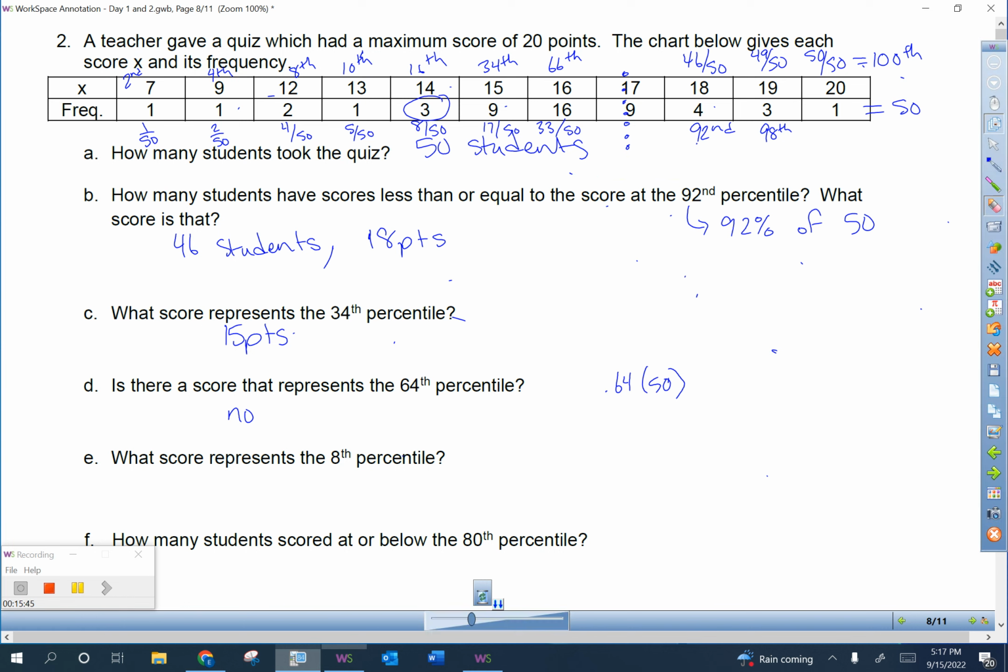Okay? It may be best, if you have a table like this and you're answering lots of questions, to just go ahead and take the extra time to calculate them all, and you'll visually see which ones exist and don't exist. Okay, so this one, it says what score represents the 8th percentile, so it does exist. Going back to our table, that's one that we have, so the score itself was 12 points.